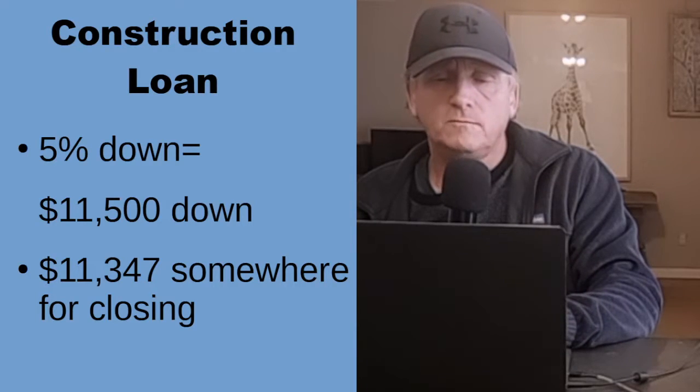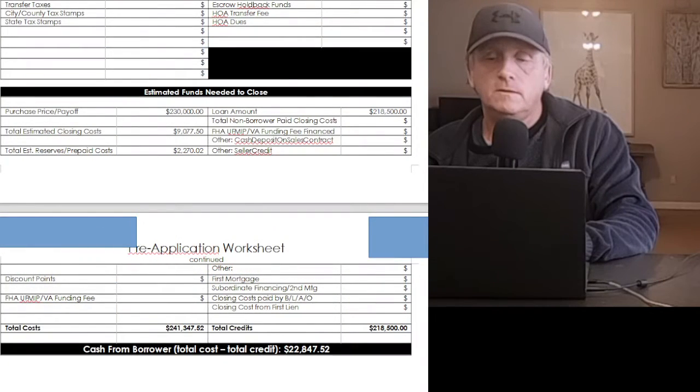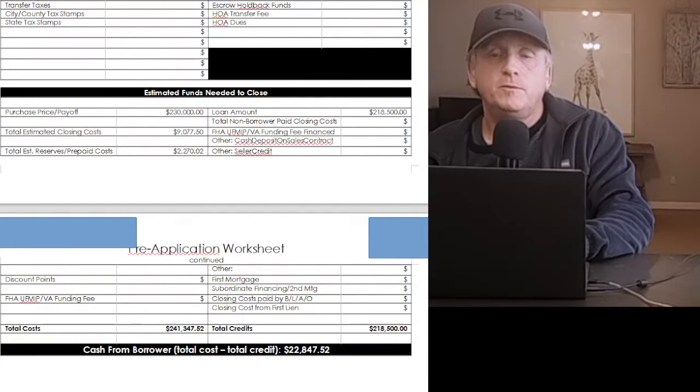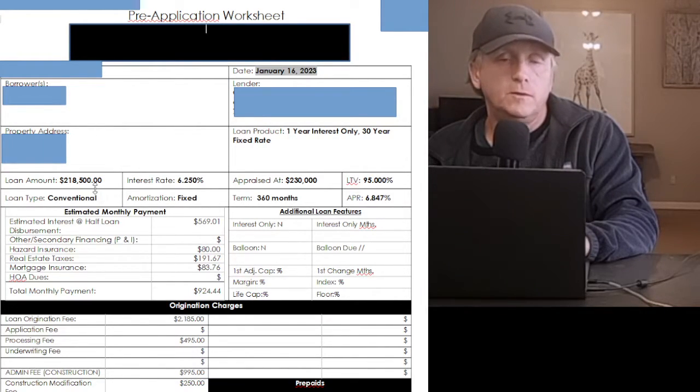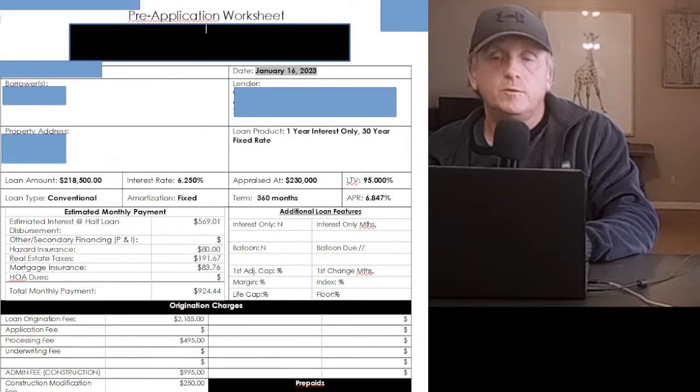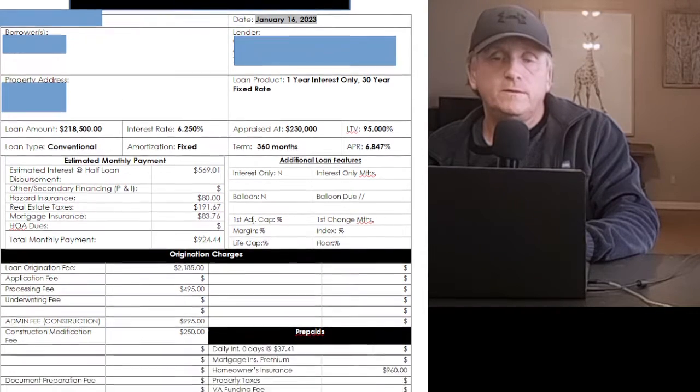And that's one thing I really want to get into here, is that people really don't talk about the cost of a construction loan. So you can see here, it was about $218,000 for the loan amount, 6.2% interest. It's a little bit higher now, but I'm just going to skim over the fees here.